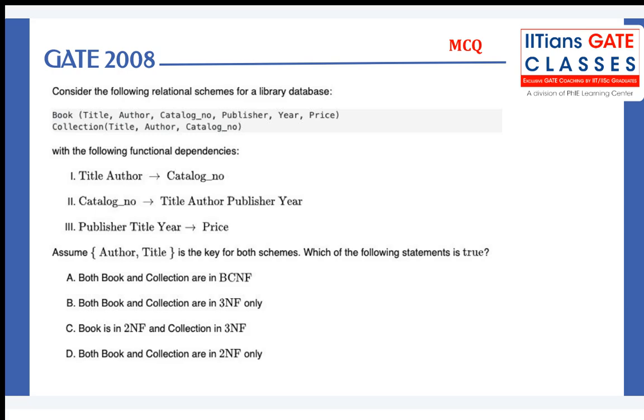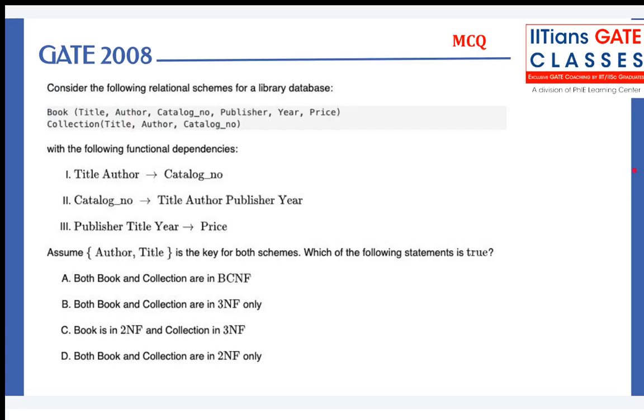Okay. So what are the prime attributes of book? Prime attributes are easy to find out because they have already given the key, right? So what are the non-prime attributes? This is a non-prime attribute. This is a non-prime attribute. This is a non-prime attribute. This is a non-prime attribute. This is also a non-prime attribute. Okay. So far so good.